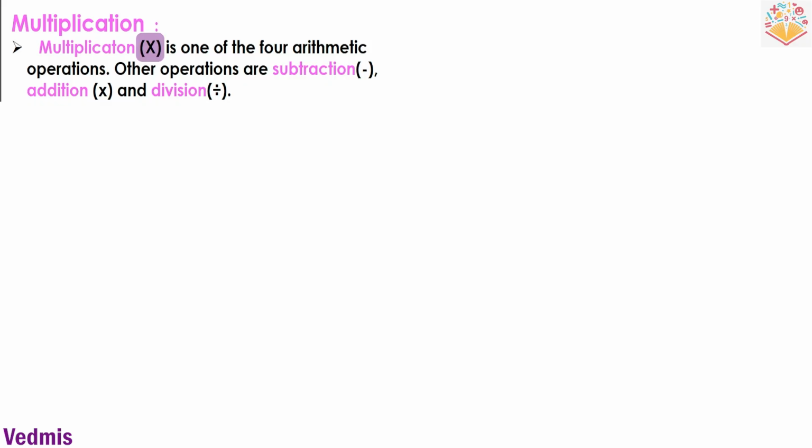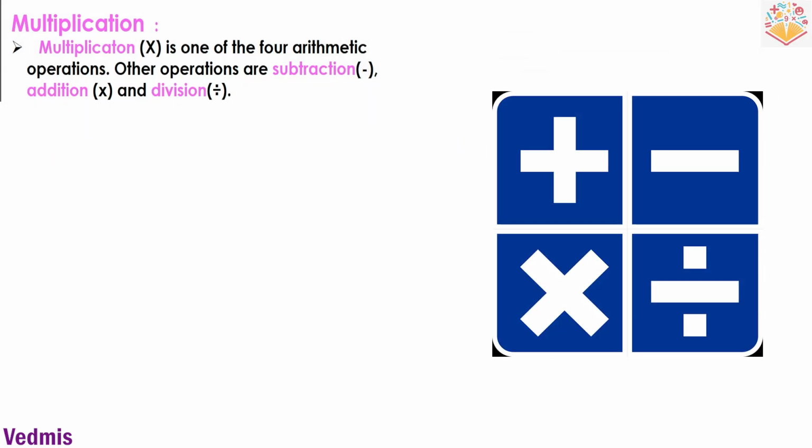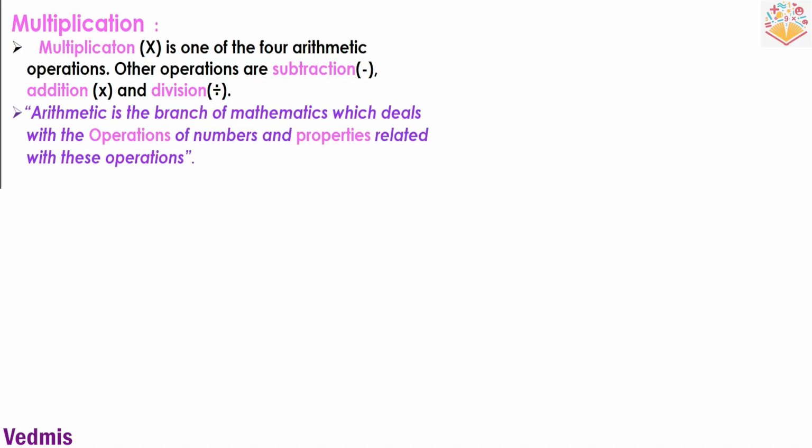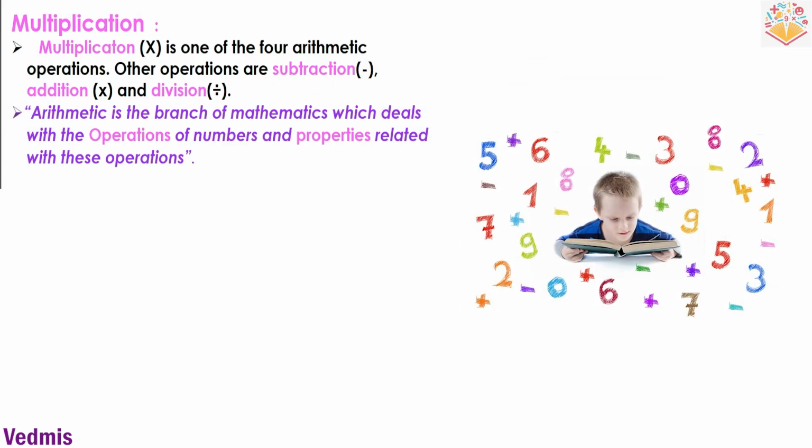Multiplication. Multiplication with the symbol cross is one of the four arithmetic operations. Other operations are subtraction, addition, and division. Let me remind you once again what arithmetic is. Arithmetic is the branch of mathematics which deals with the operations of numbers and properties related with these operations.